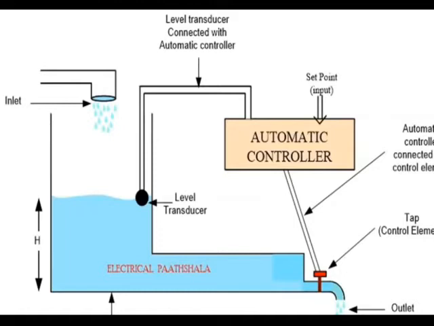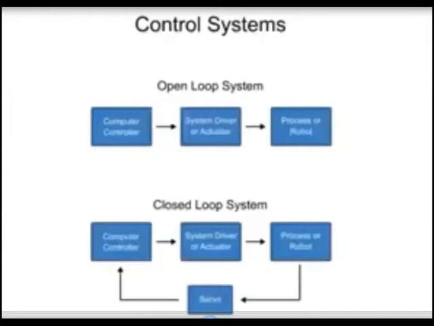So here, when the water level goes down, the automatic controller will control the valve and it will open the inlet such that the level is maintained at the same level. This is an example of closed loop system. In this video, we are going to see examples of open loop system and closed loop system. Please look into the video.